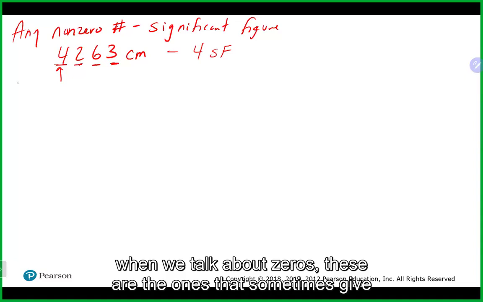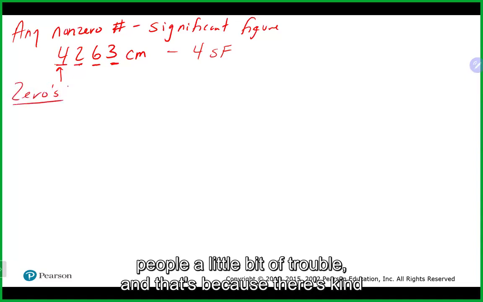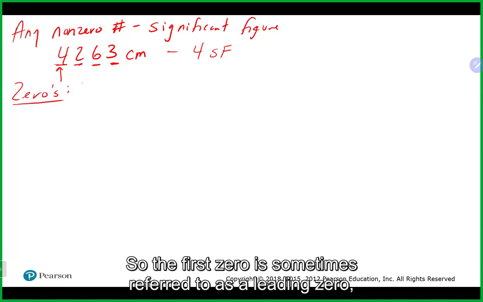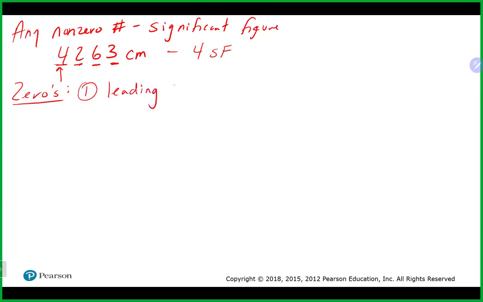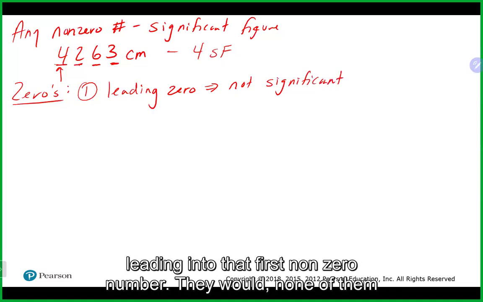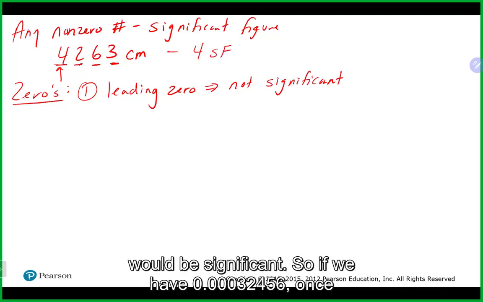Now, when we talk about zeros, these are the ones that sometimes give people a little bit of trouble, and that's because there are 3 different types of zeros that you'll come across. The first zero is sometimes referred to as a leading zero, and those are not significant. You could have 4 million zeros leading into that first non-zero number. None of them would be significant.